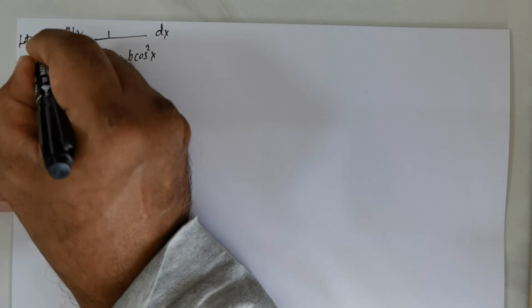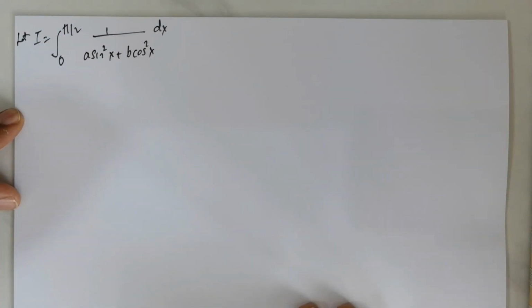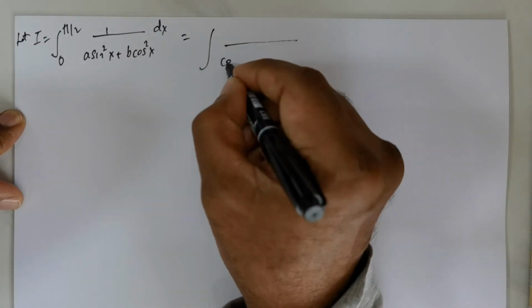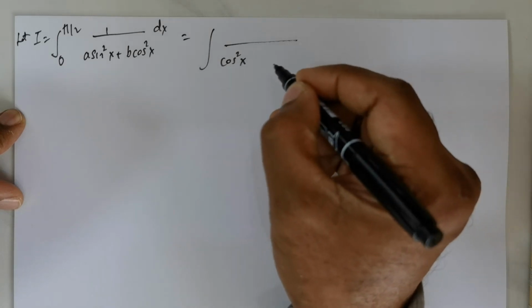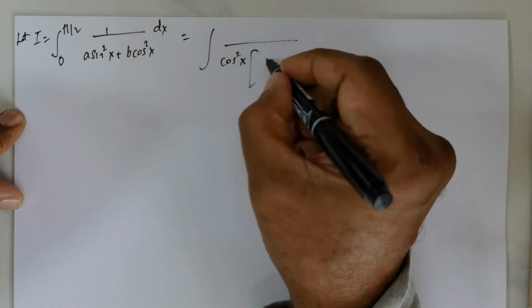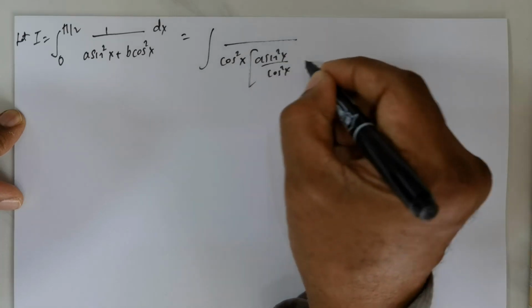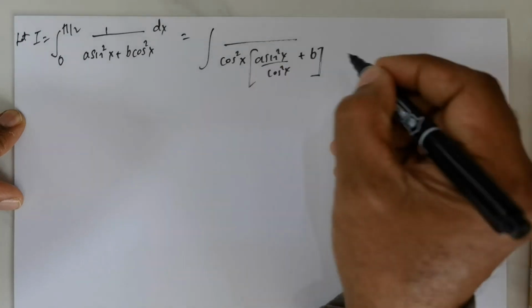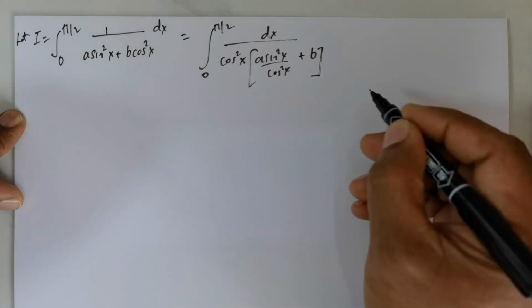So foremost, I would like to start off with I being equal to, and then the next step would be I would like to take cos squared x out. If I take cos squared x out, this is going to be sin squared x over cos squared x. Of course the constant a has to be there, plus b because cos squared x is already taken out, times dx. The limits are 0 to pi over 2.